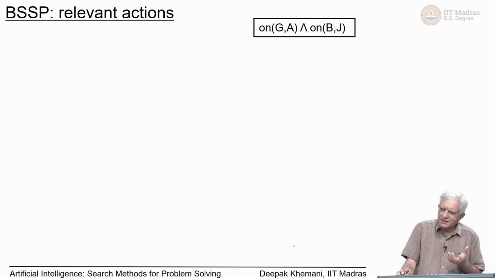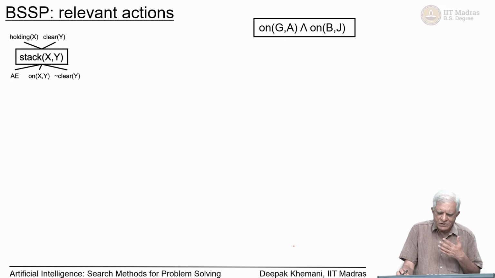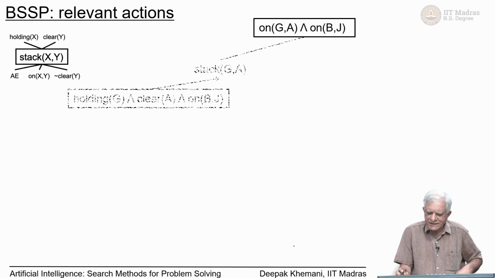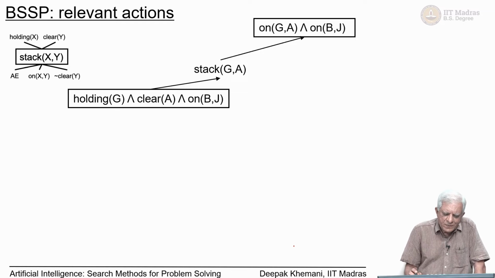How can on GA be made true? On GA can be made true if the last action is stack G onto A. If the last action was stack G onto A, then on GA would be made true. Likewise, on BJ would be made true if the last action was stack B onto J. So there are two relevant actions only in this small domain, and that is what backward state space planning does essentially.